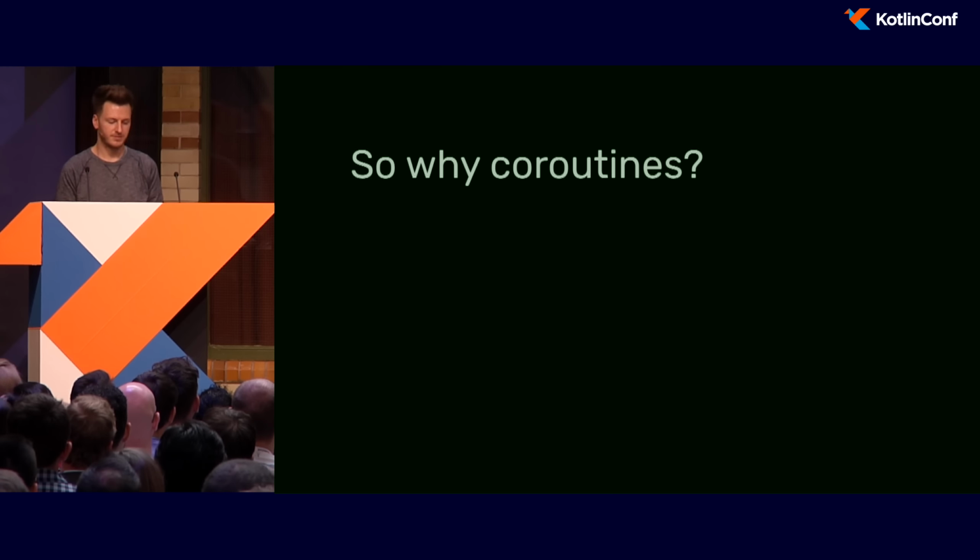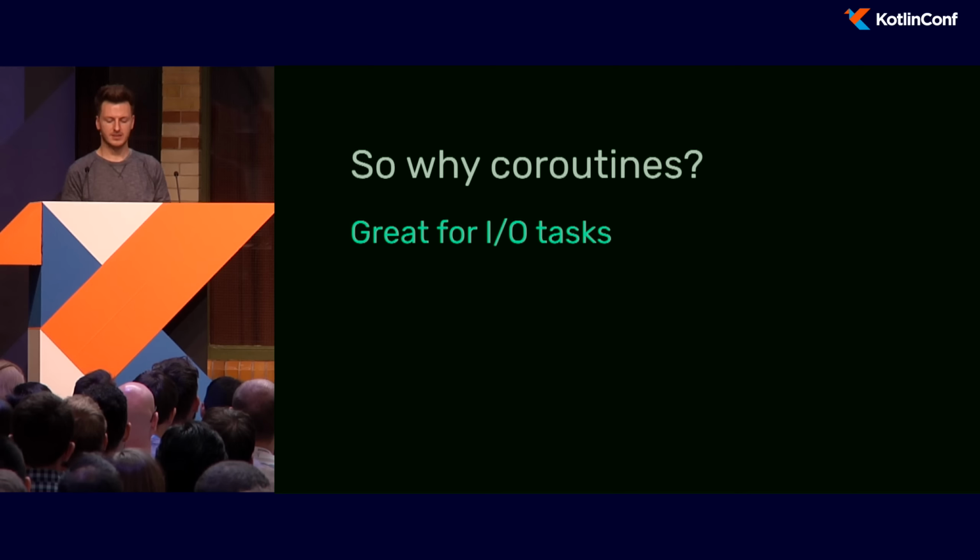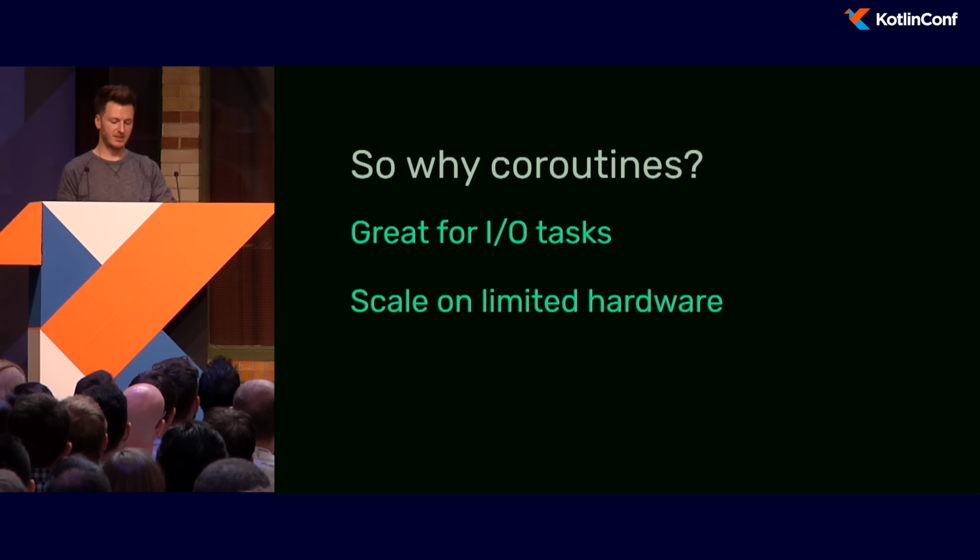So why coroutines? Well, I think they're great for UI tasks. And that's because they scale really well on limited hardware. We were saying earlier, a thread takes about a megabyte of RAM. Your typical coroutine is probably in the tens of kilobytes, so it's a lot less.